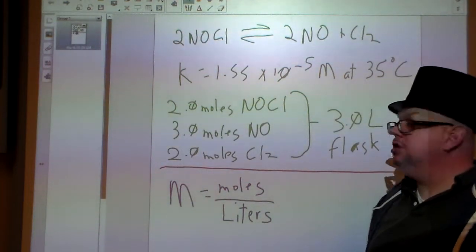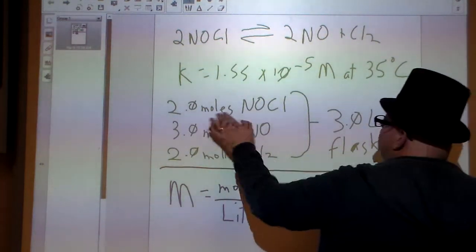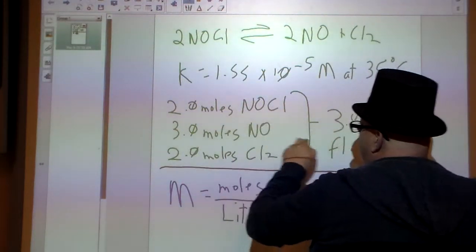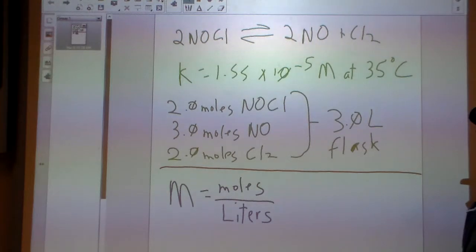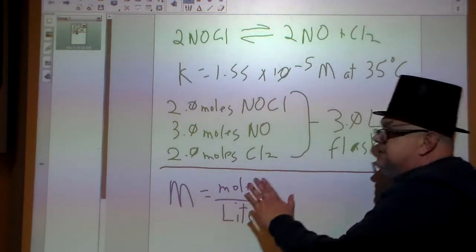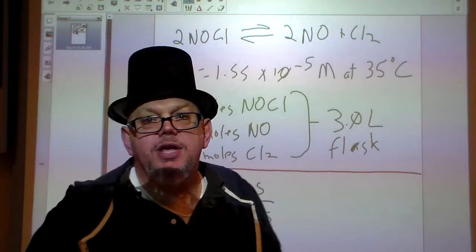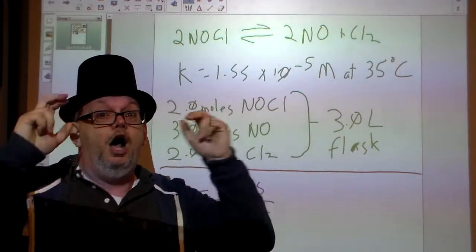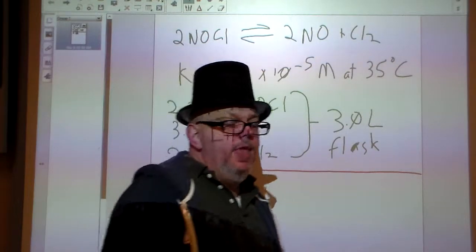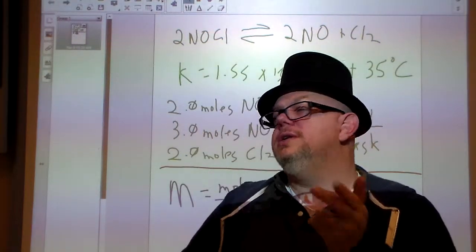So we have our initial conditions, and here they are: 2 moles of NOCl, 3.3 moles of NO, and 2 moles of Cl2. Now, we dumped all these into a 3-liter flask. So we dumped these 3 gases into this 3-liter flask, and we're going to take a quick snapshot. And that's what that quotient Q is about.